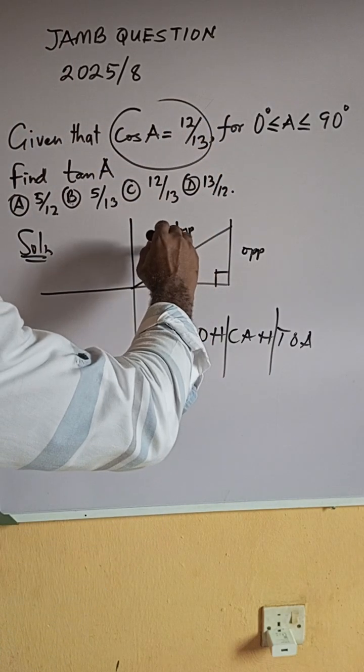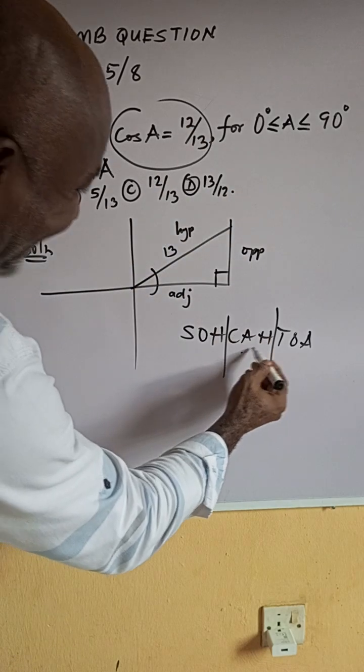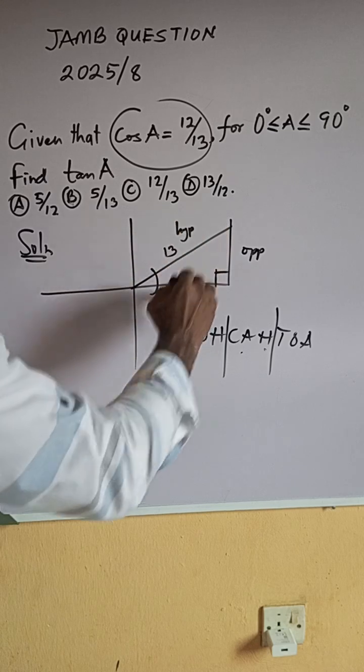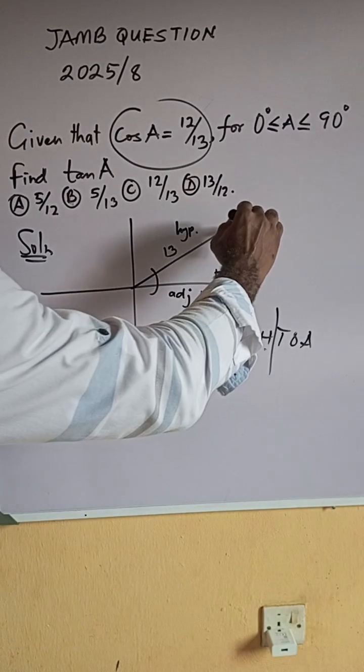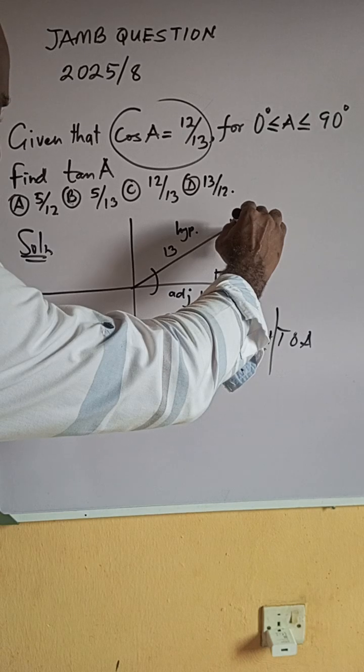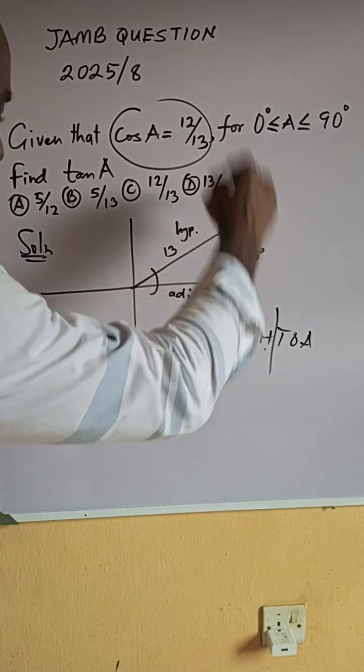So now, cos A equals 12 over 13. Of course, this side is 13. Cos here is adjacent over hypotenuse. This is adjacent over hypotenuse. That is, this side is 12. And we need to know the length of the opposite side. Okay, so we need to determine it.